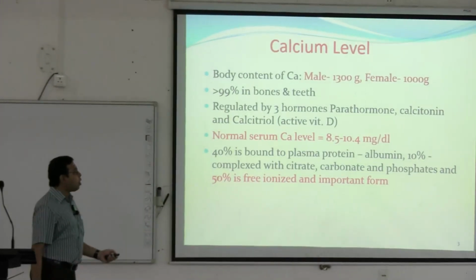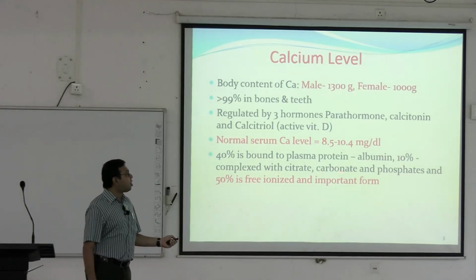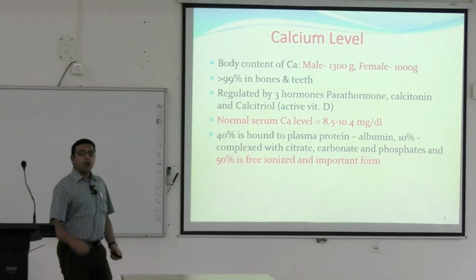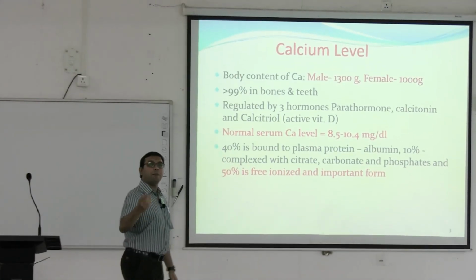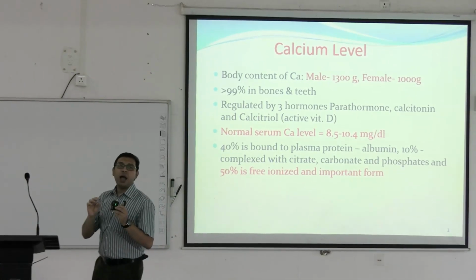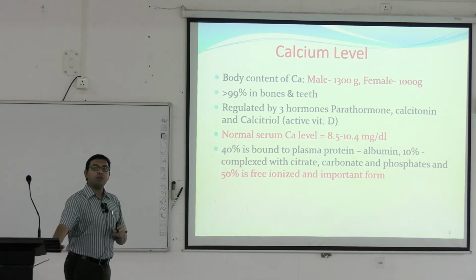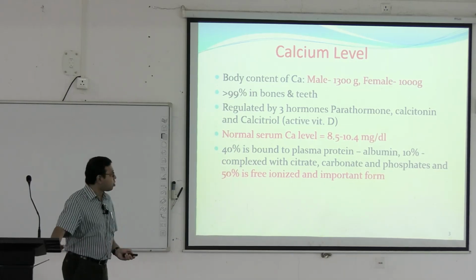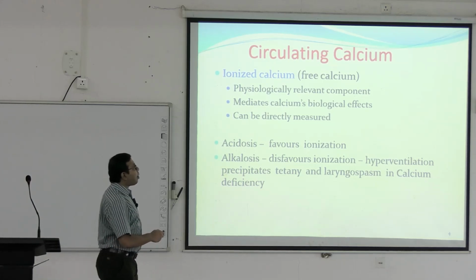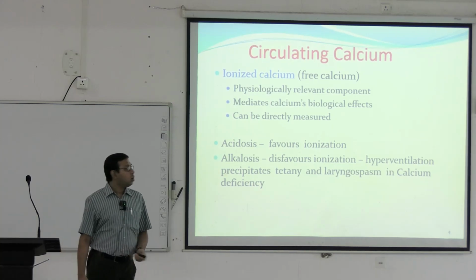40% of this calcium is bound to plasma protein, albumin, 10% complexed to citrate, carbonate, phosphate, and 50% is the free ionized form. And you know, any free ionized form, be it in the iron absorption you have also read, this free iron or free calcium, this is the most important, and this helps in the different physiological mechanisms. Now circulating ionized calcium or free calcium, this is the physiologically relevant compound.